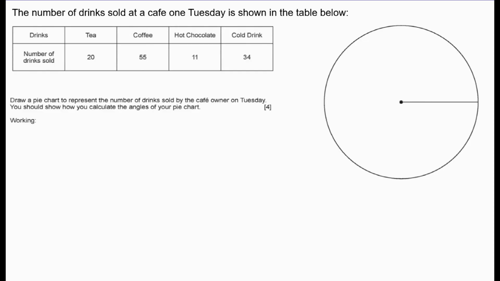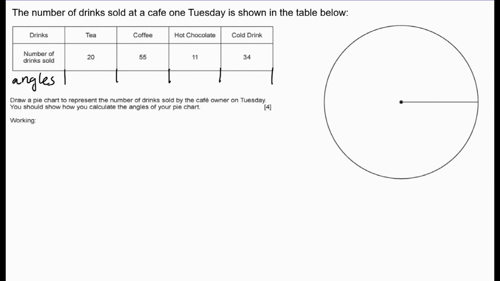Number of drinks sold at a cafe one Tuesday is shown in the table. We want to draw a pie chart to represent this information. The first thing I'm going to do is add a column to my table for angles, because pie charts basically represent pieces of data as angles.